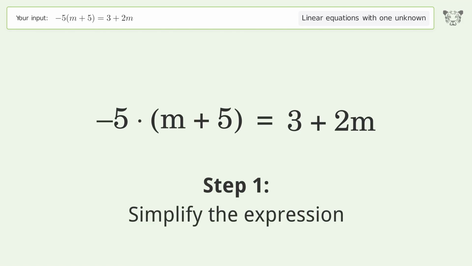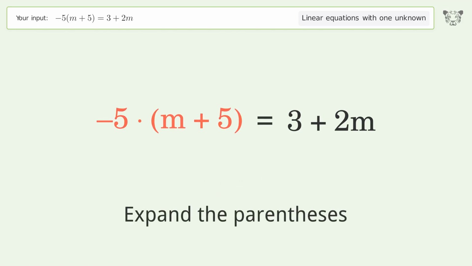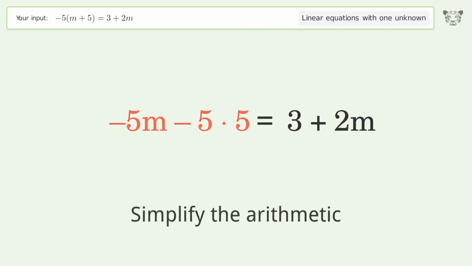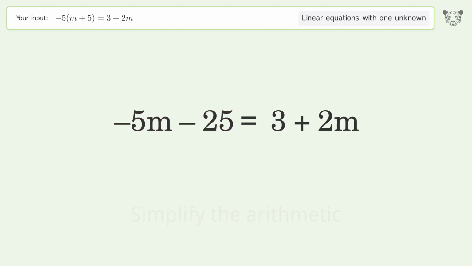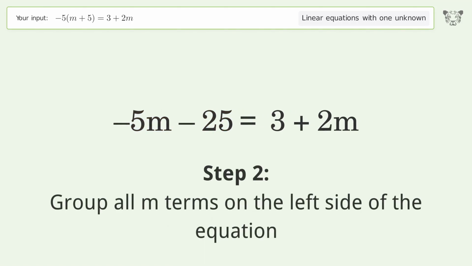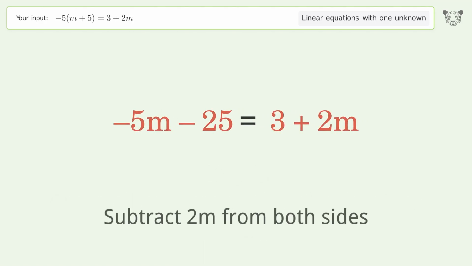Simplify the expression. Expand the parentheses. Simplify the arithmetic. Group all m terms on the left side of the equation. Subtract 2m from both sides.